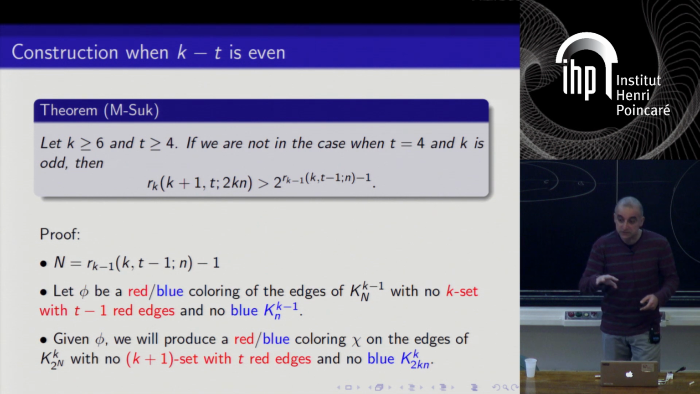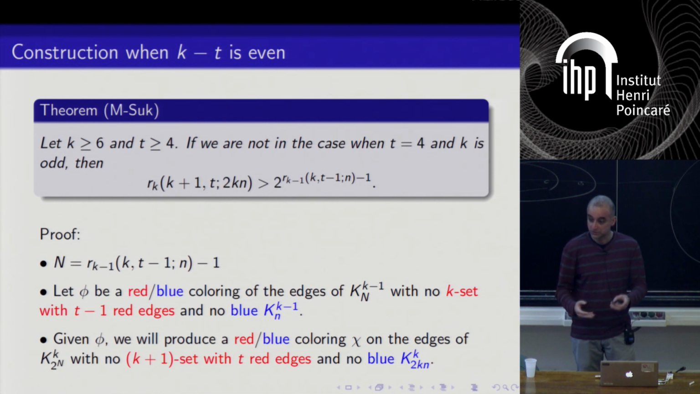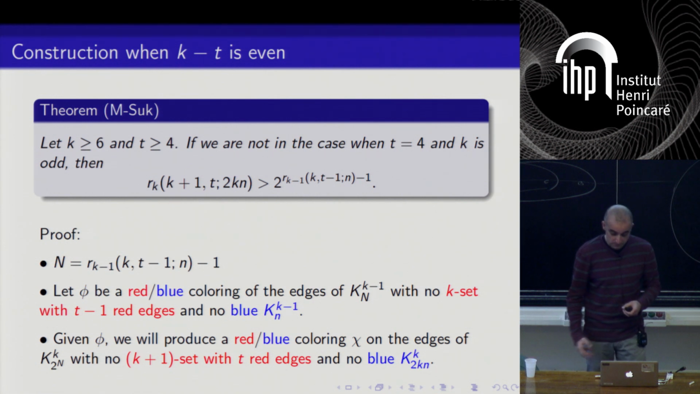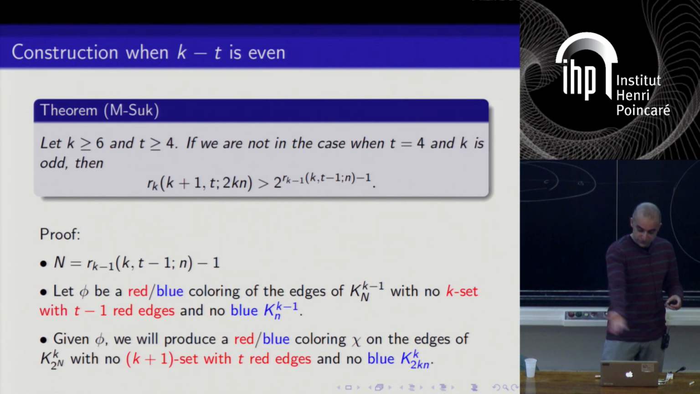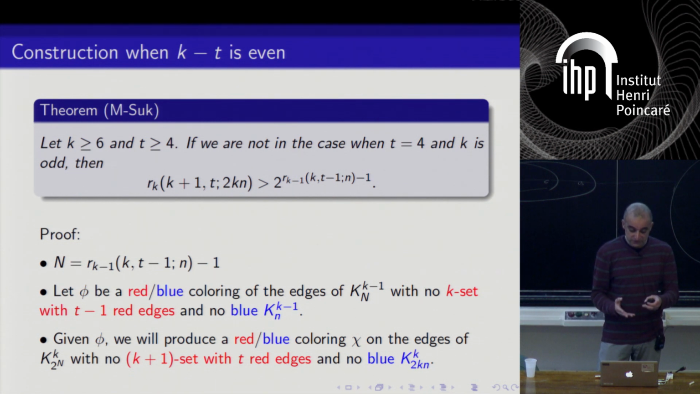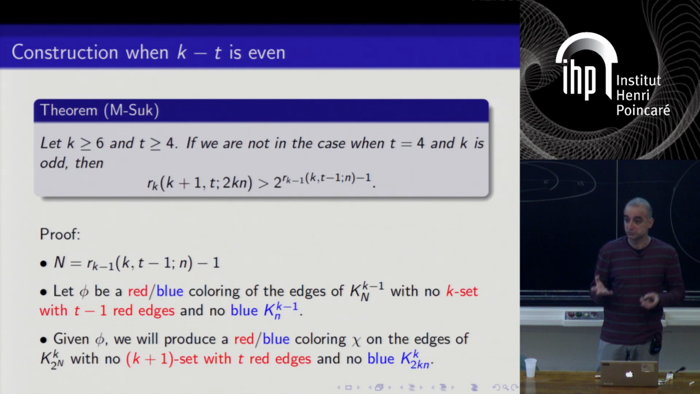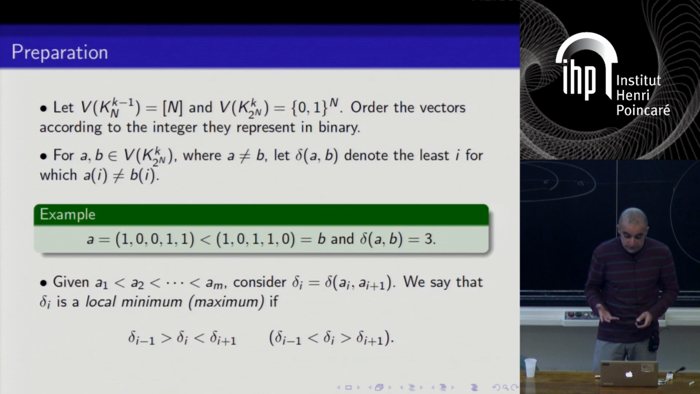So you start with a construction in the smaller regime. You start with a construction for k minus 1. That's capital N. And phi is the red-blue coloring that you have with that construction. The construction has no red object, which is a k-set with t-1 edges, or blue clique. And given that construction, you will produce a construction with exponentially many points for k uniform with the upgraded properties we need. So it's obvious how to make the vertices because you have exponentially many points.